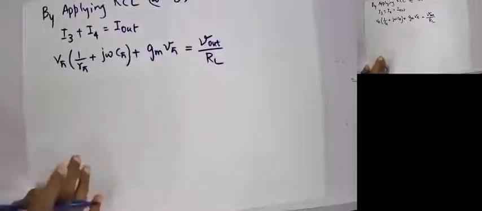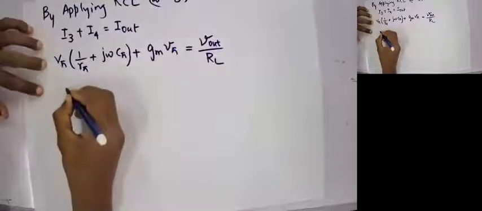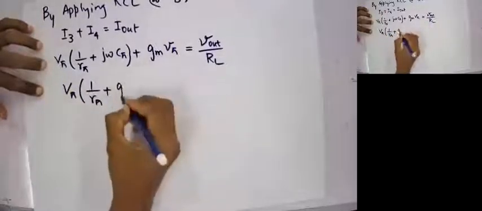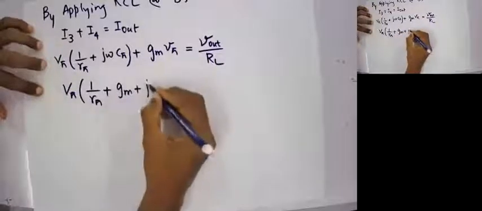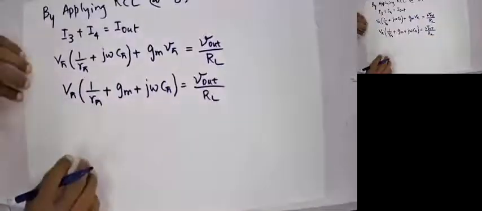Right? So now we have an equation something like this. Okay, now we'll rewrite this equation. Of course, V pi is common, so I can write this as V pi into 1 over R pi plus Gm plus j omega C pi equals V out divided by RL, right?